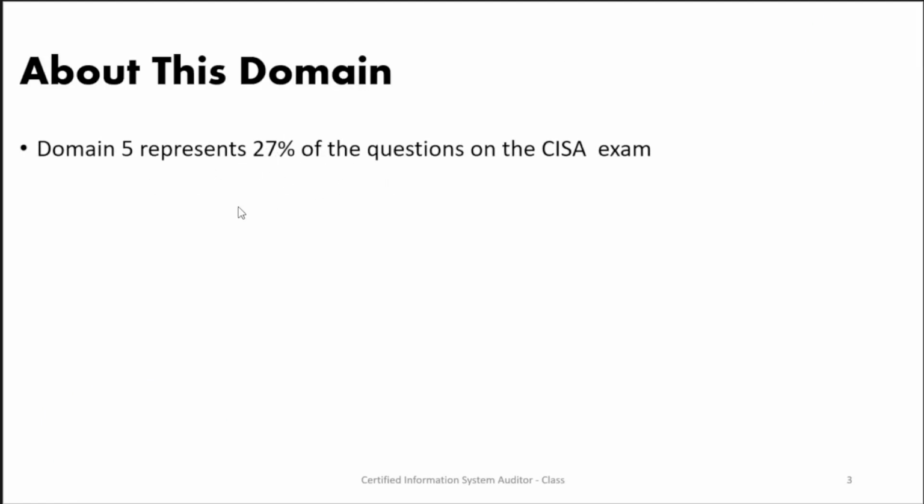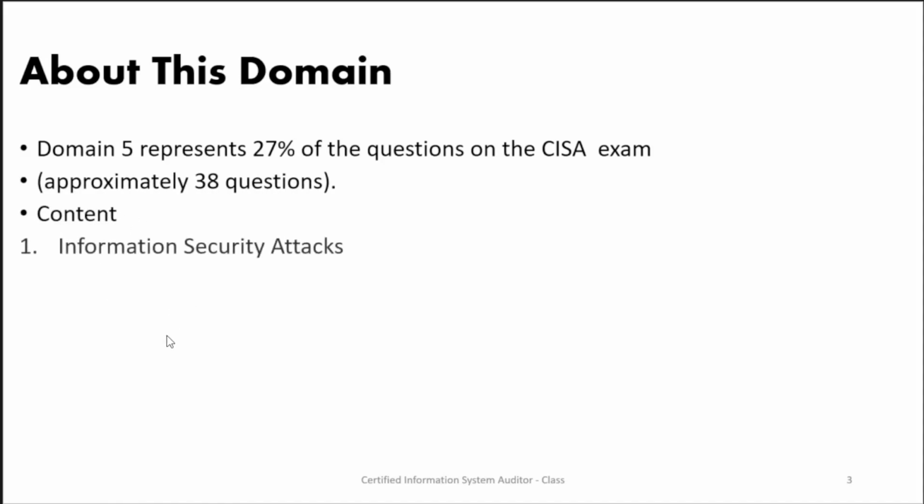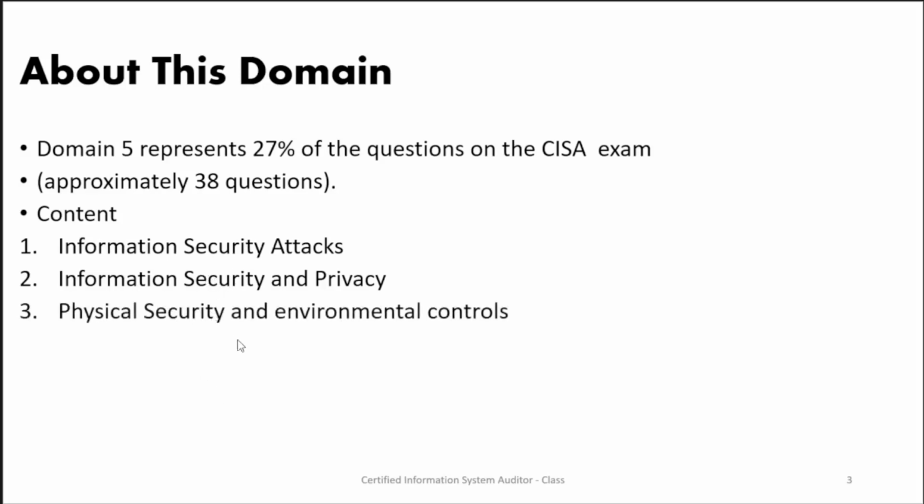It represents 27% of total exam questions, which is around 38 questions in the exam. The content is information security attacks, what InfoSec and privacy mean, physical security considerations and environmental controls, identity and access management, and AAA. We are just exploring the concept of AAA, multi-factor authentication, SSO, and so on.